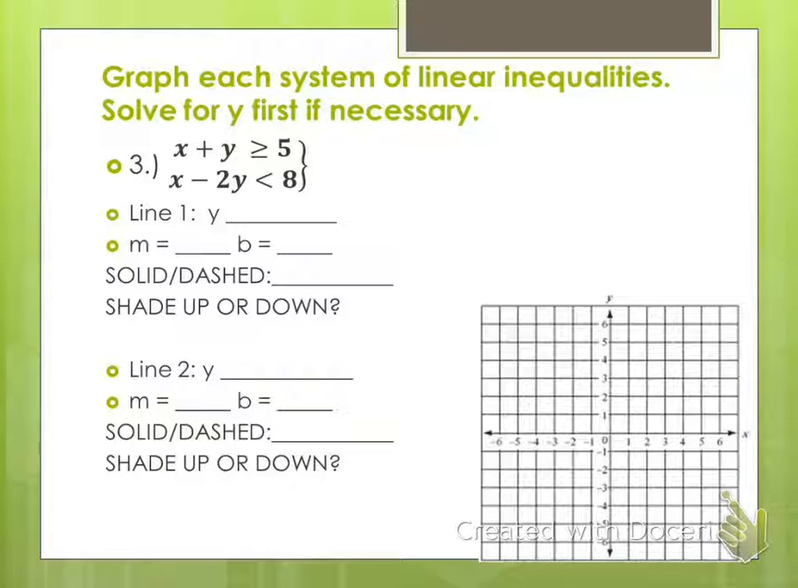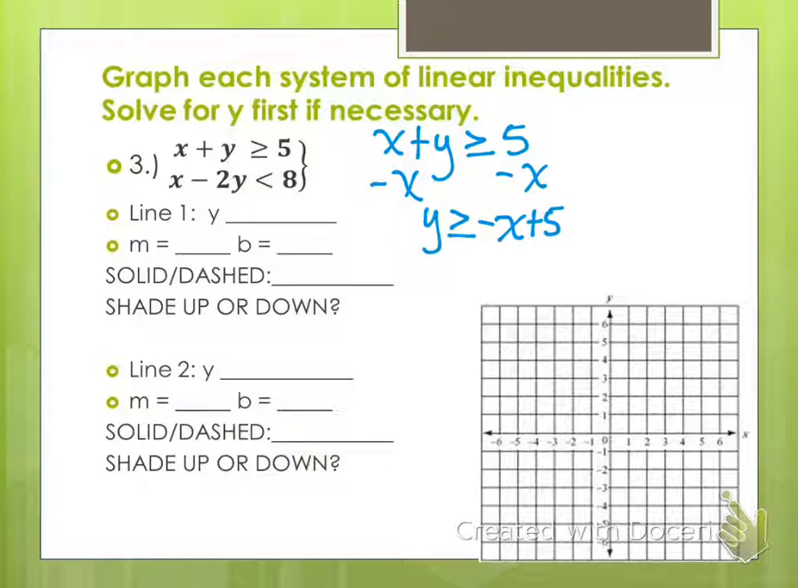All right, on number 3, starting our process over, we need to get y alone for both equations. This first equation, it's not too bad. Jakeem, what should I do? Subtract x. When I subtract x, I have y is greater than or equal to -x plus 5, and that's it. Y is alone. So I'm ready to identify M and B. Kion, what do you think for M and B?